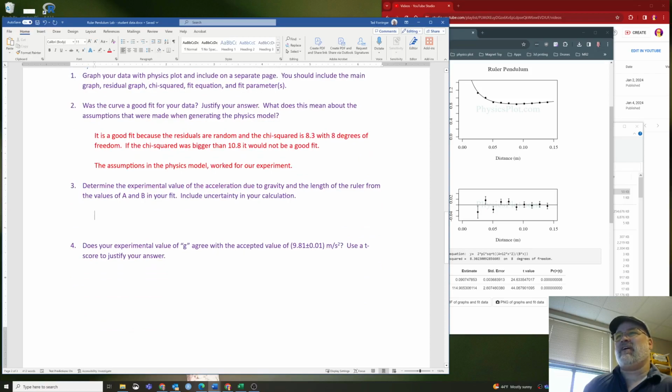Here's what this is asking. Determine the experimental value for the acceleration due to gravity and the length of the ruler from the values of A and B in your fit. Include uncertainty in your calculation. So here's what happened.